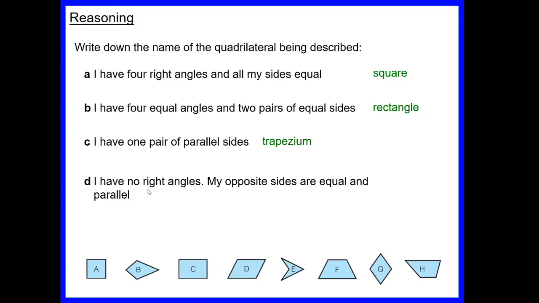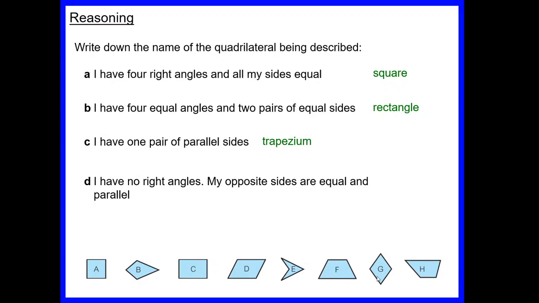Finally, for D then, I have no right angles and my opposite sides are equal and parallel. So we've discounted our square because that has right angles. Our kite does not have any parallel sides. Our rectangle has right angles, so that's no good. Our parallelogram has no right angles. Its opposite sides are equal and its opposite sides are parallel, so it could be the parallelogram. Our delta does not have any parallel sides. Our trapezium has only one pair of parallel sides.